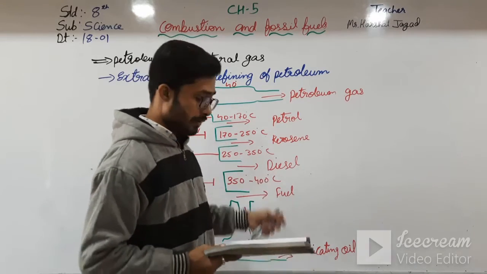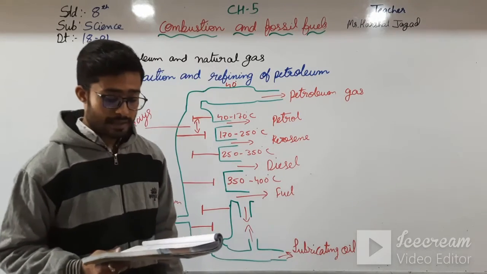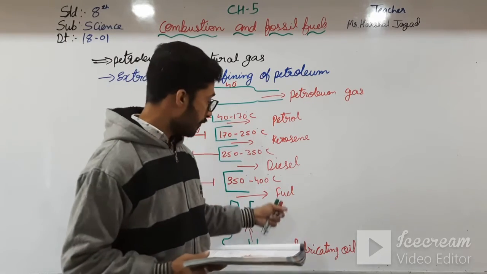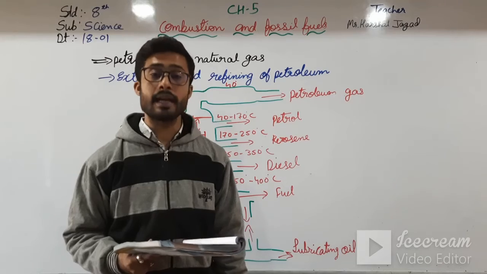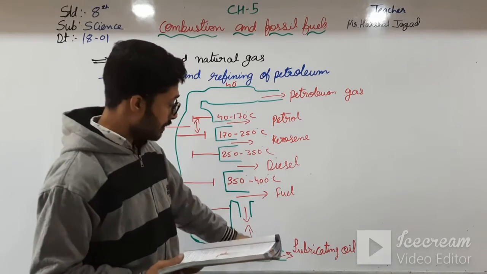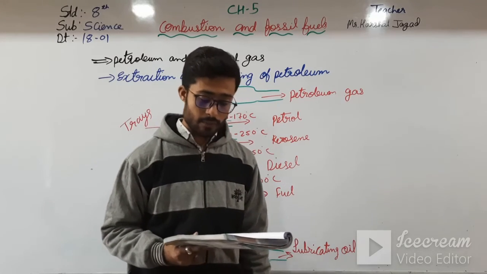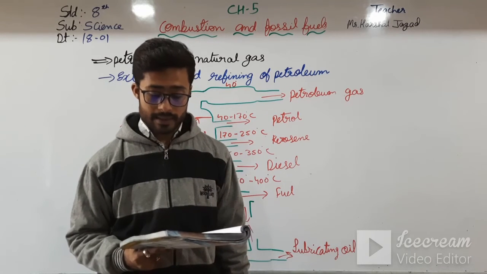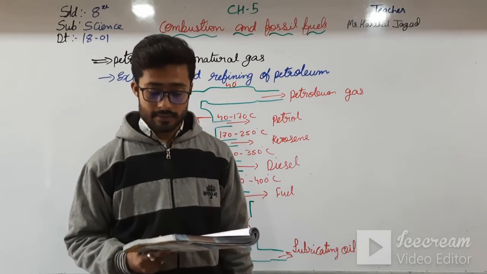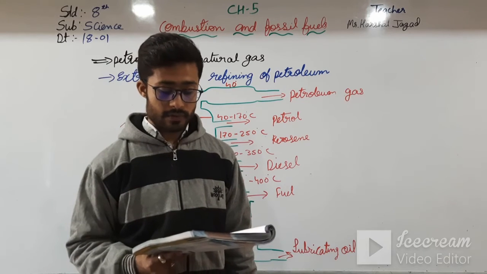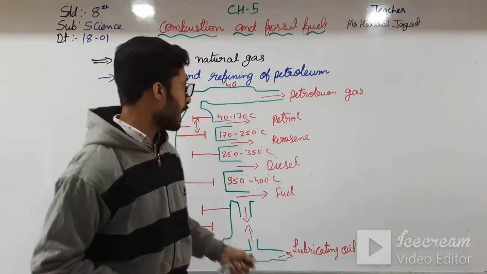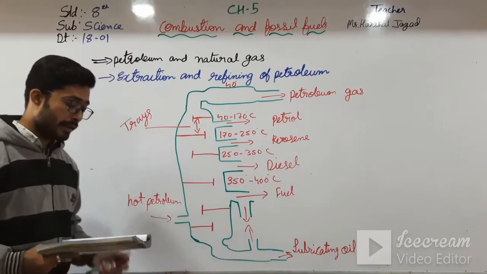Then diesel, we know that diesel is used as a fuel in heavy motor vehicles and generators. And then fuel oil is for power stations and ships. And here the lubricating oil is used for lubrication, and paraffin wax is used in candles, ointments, Vaseline, etc. And asphalt is used for making roads. Okay, so this is what I am reading and explaining again.